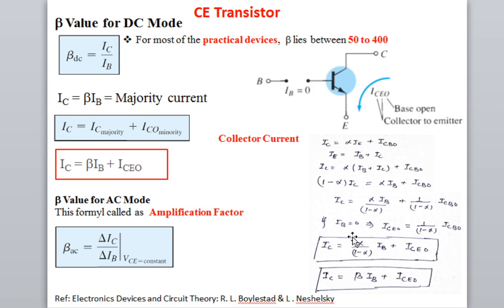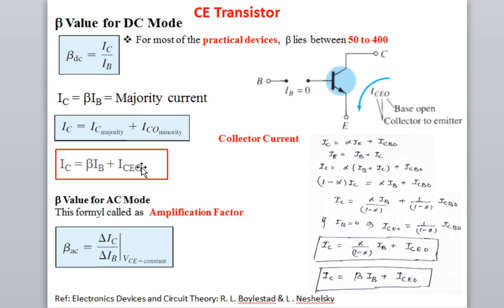Alpha upon (1 minus alpha) is the relation between alpha and beta. I will derive it in my coming lecture. That is equal to beta. So IC is equal to beta IB plus ICEO. That is why I directly wrote IC is equal to beta IB plus ICEO. So this is simple. The collector current is basically a superposition of two currents: one because of the majority current and another because of the minority current.